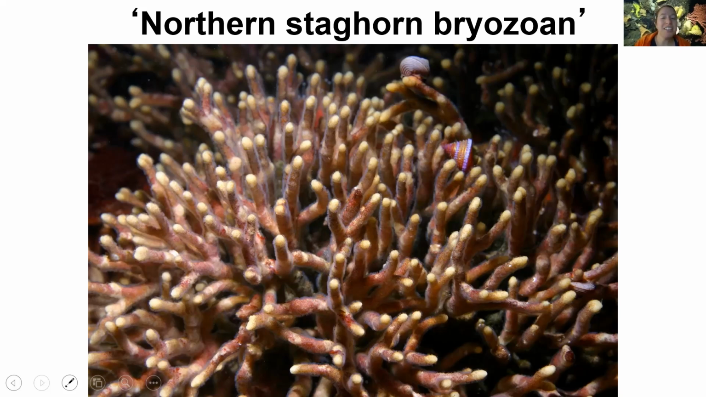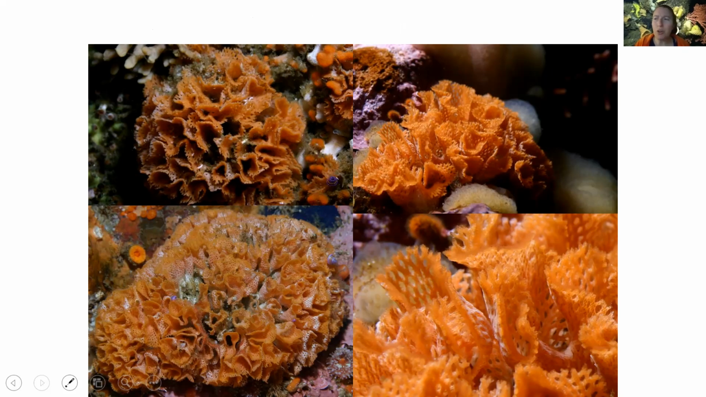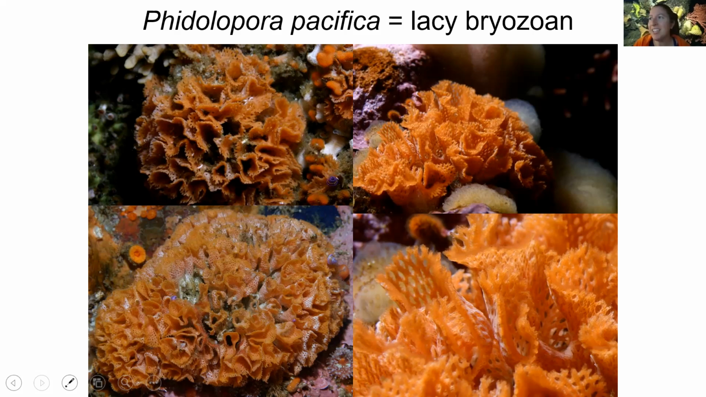This one is one of the prettiest, I think. This is kind of like the cornflake one, but it's a lacy cornflake. So this is the lacy bryozoan, Phidolopora pacifica. It can either be a really brilliant orange color with these holes, or a little bit more of a pale orange, faded, or with some brown in it as well. These grow more on the Monterey Bay side than the Carmel side, but I have seen them in smaller colonies in Carmel Bay quite a bit.